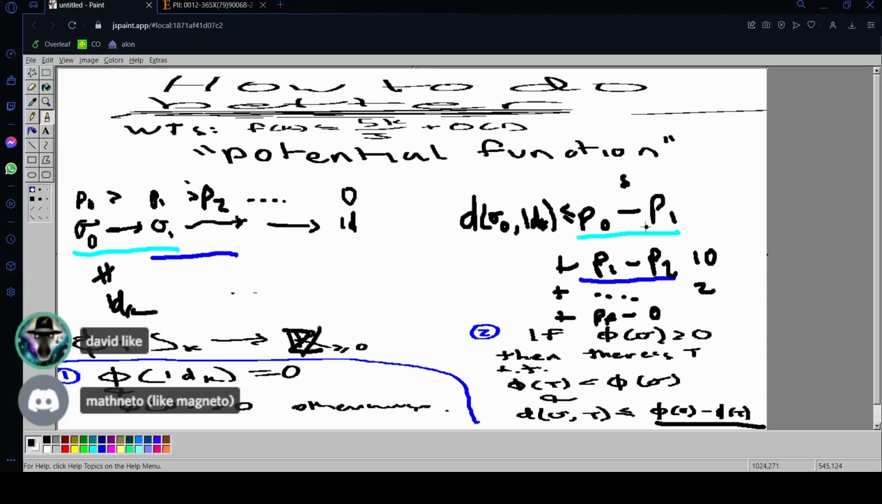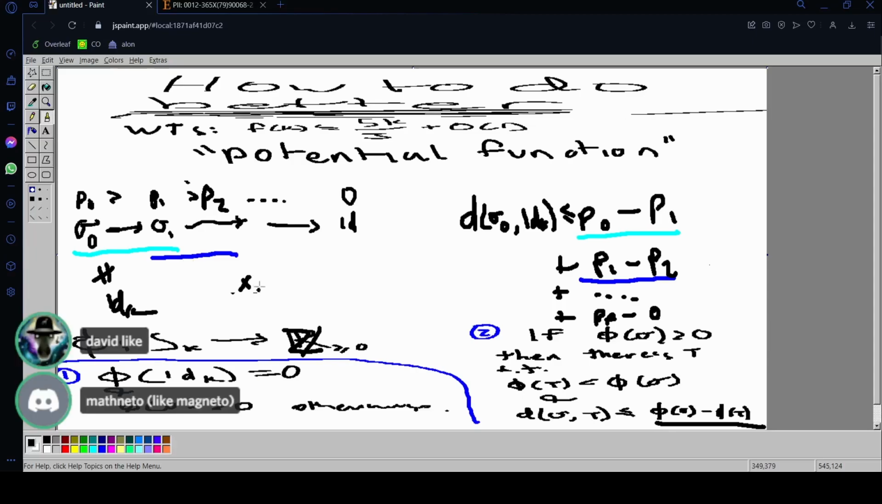Sorry, never mind. I was just confused why you wrote the distance between sigma 0 and the identity, but that's because you're doing the summation. Yeah, it's because I'm doing the summation. It's kind of like the triangle inequality.